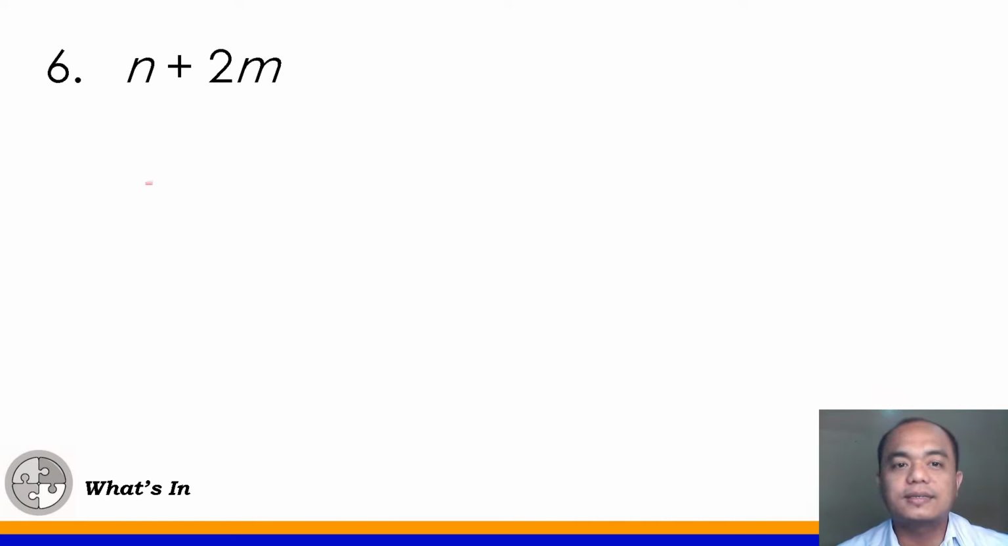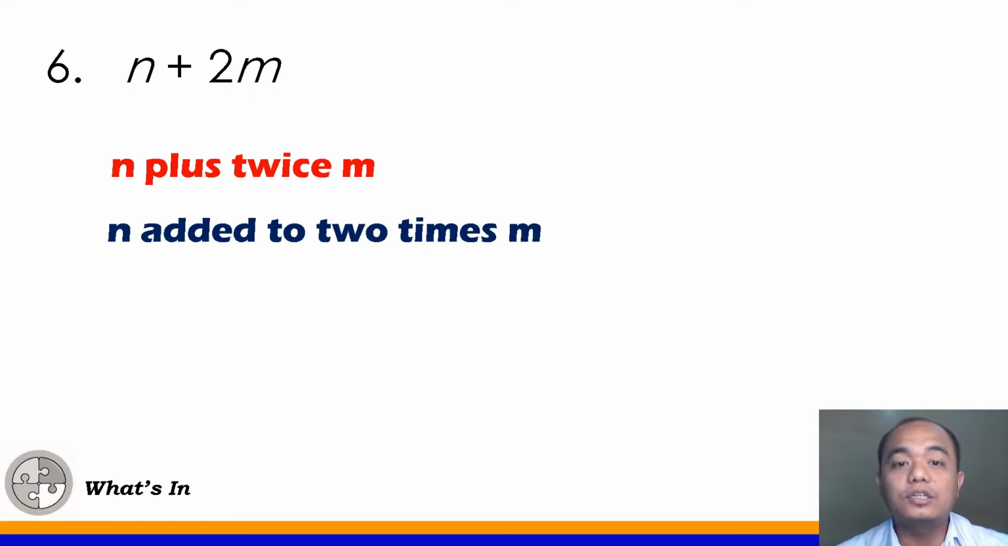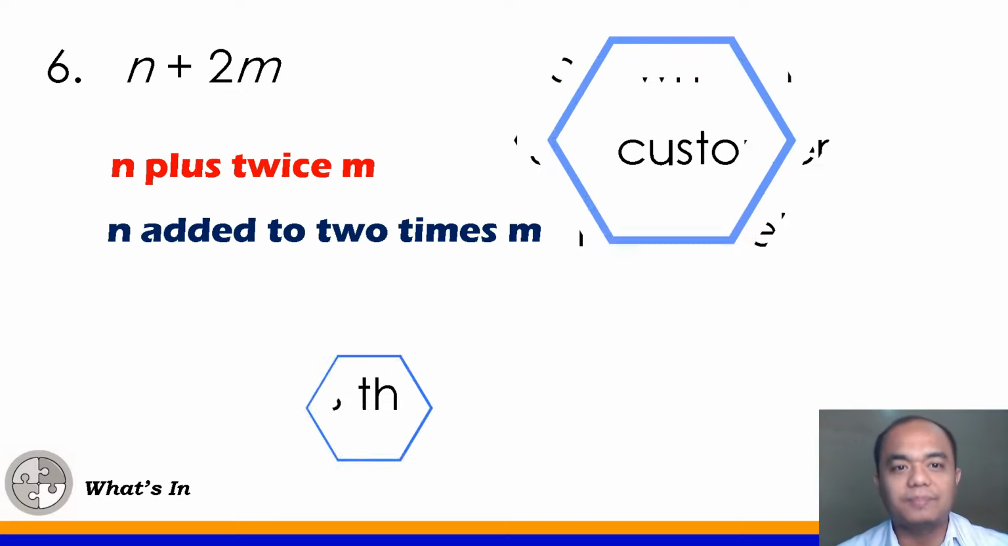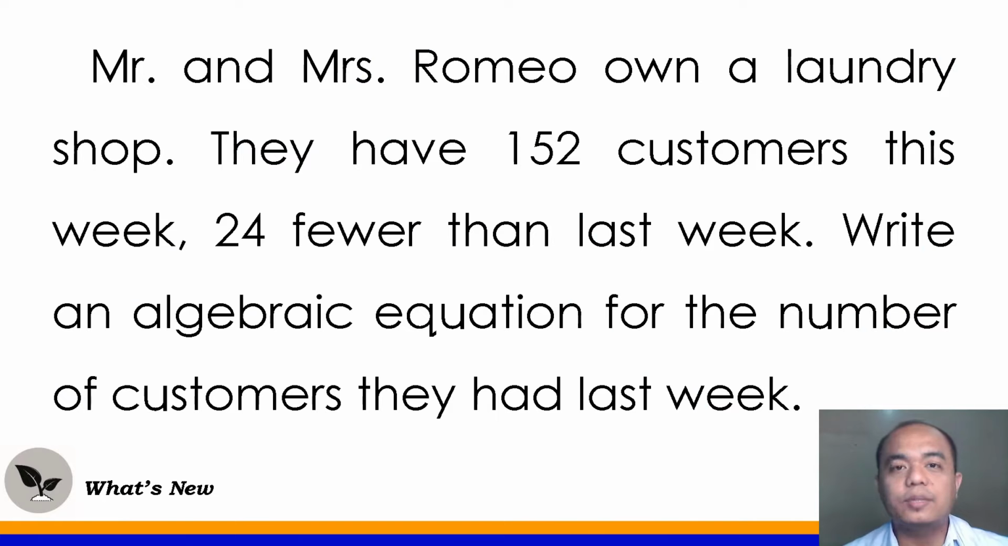Number 6. Very good. It's n plus twice m. Pwede ring n added to 2 times m. Okay, let us read and understand the problem reflected on your screen. Mr. and Mrs. Romeo own a laundry shop. They have 152 customers this week. This is 24 fewer than last week. Write an algebraic expression for the number of customers they had last week.